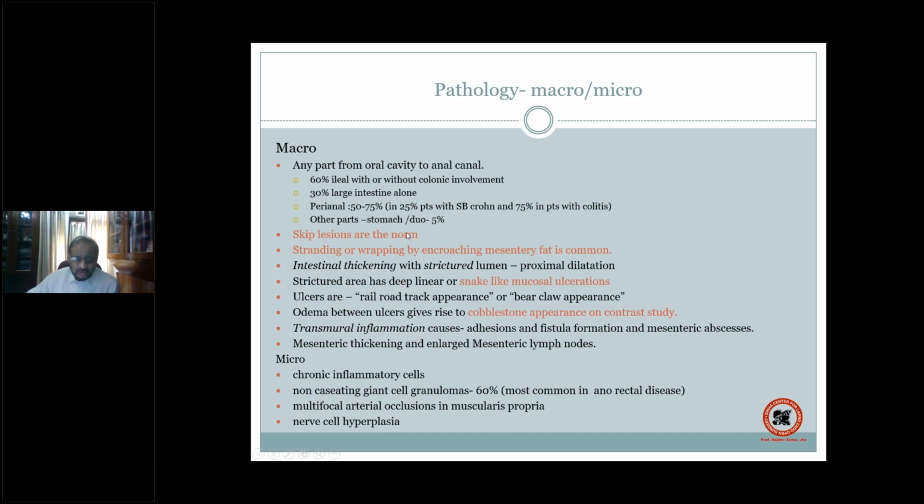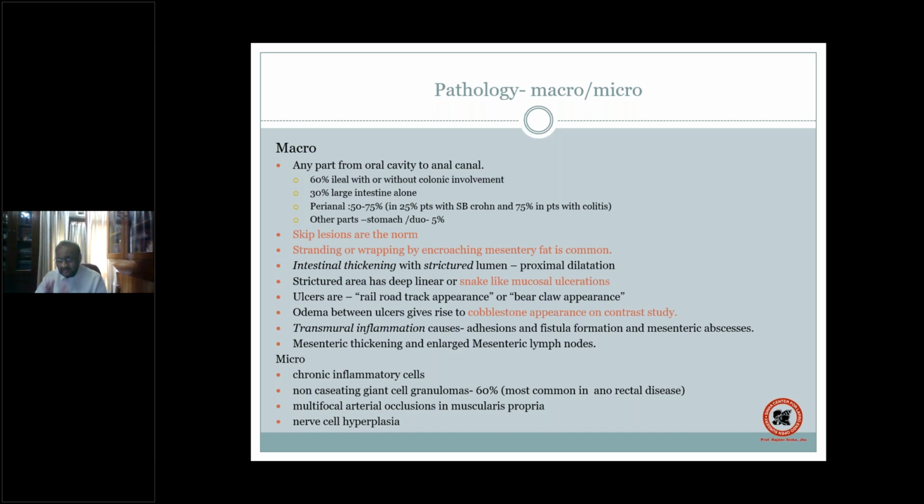Skip lesions are the norm. Now, what are skip lesions we are talking about? What we are saying is that the mucosa is not uniformly inflamed. No, there are patches of inflammation. A patch here, an ulcer here, and the rest of the mucosa is normal. Again, a patch appears. That is what is known as a skip lesion.